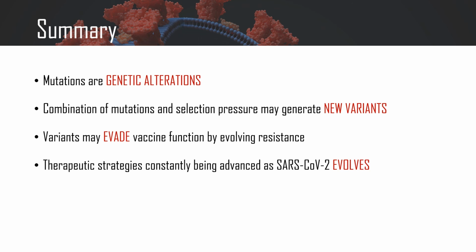The combination of a mutation and the selection pressure is what will generate new variants if they were to arise. And these variants, depending on the type of mutation that has been acquired, may evade vaccine function, and that is because of the resistance which has evolved. Finally, there are therapeutic strategies that are constantly being researched and advanced as SARS-CoV-2 also evolves.